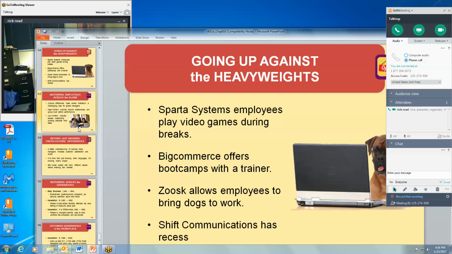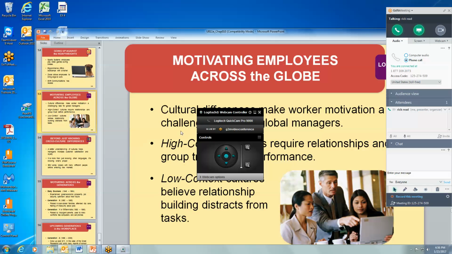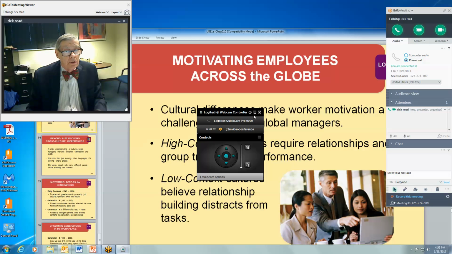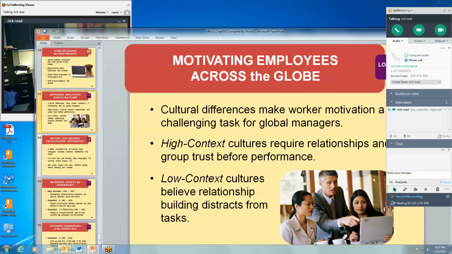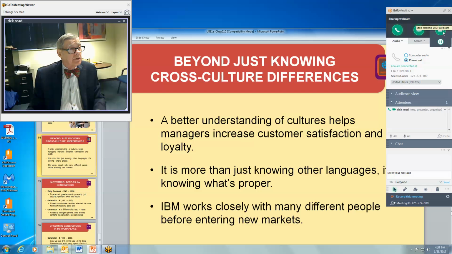We have to recognize that there are cultural differences between people that we work with and people that we interact with at work. High context culture, relationships, group trust, etc. Those are many people outside the United States, Asian cultures, etc. Low context is us, believing relationships detract from building the tasks. So we need to know other cultures. We need to know what's important to them. We need to try to learn their languages if we're dealing with them, and their customs, etc.